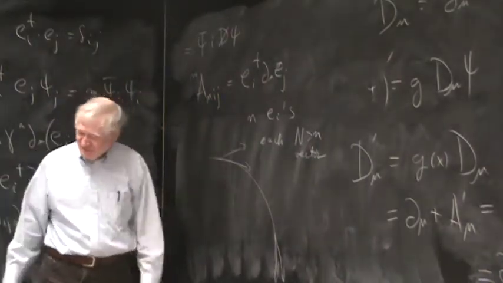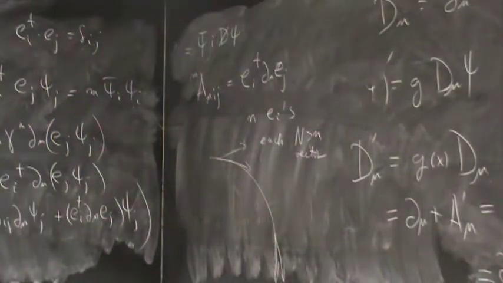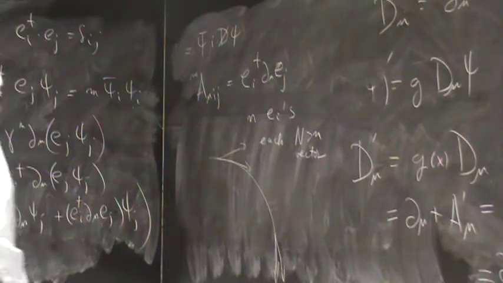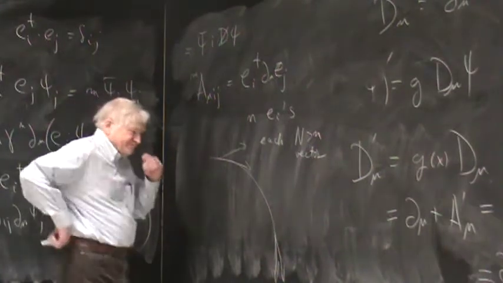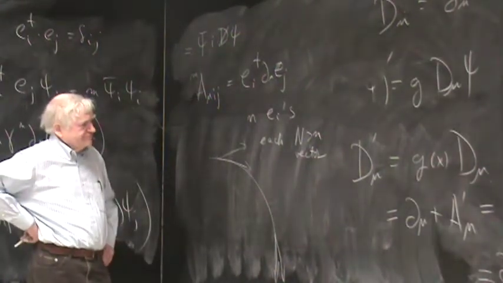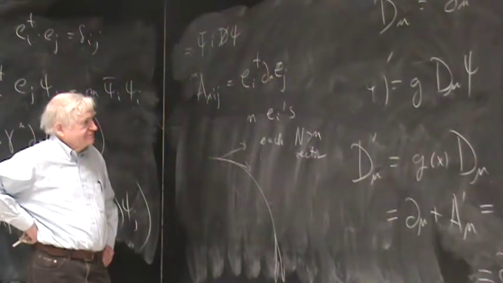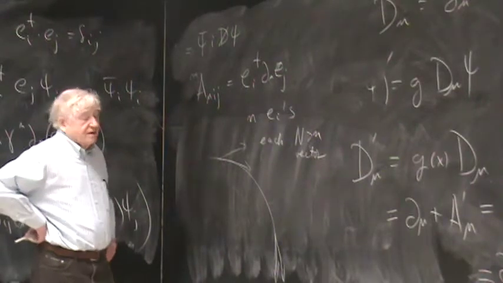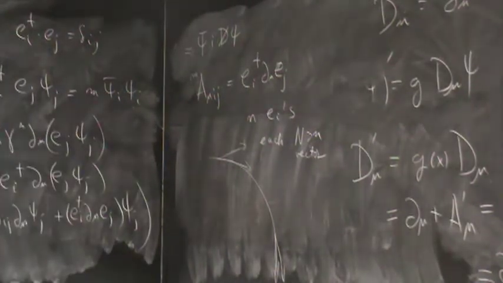Good question here. So we're attaching some vector space of dimension, what, big N or little n, at each space-time point? Big N. Okay. But the vectors, the field psi, is restricted to this n-dimensional space.